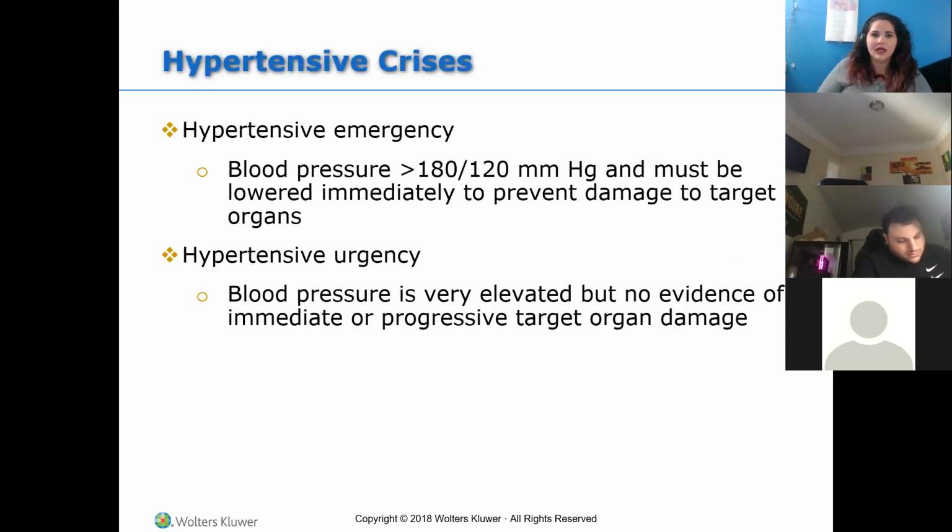Okay. Hypertensive crisis. Hypertensive emergency is when blood pressure is greater than 180 over 120 and must be lowered immediately to prevent damage to target organs. A hypertensive urgency is when blood pressure is very elevated, but no evidence of immediate or progressive target organ damage. So hypertensive emergency needs to be treated immediately because of organ damage. Urgency is it's high, but there's no damage occurring currently. So it needs to be lowered, but it's not an emergency.